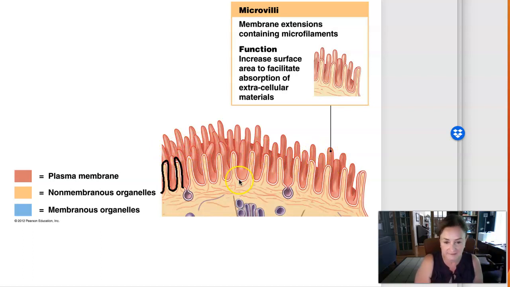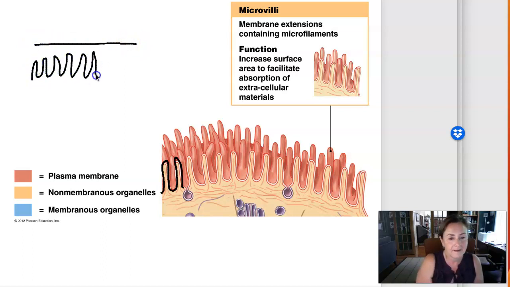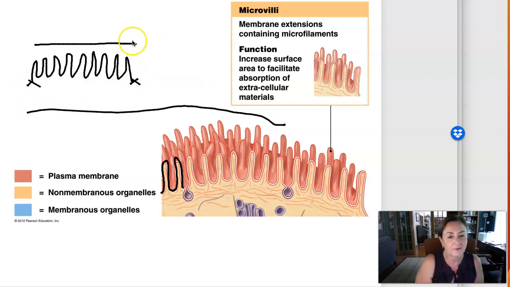So for instance, if you have cells with microvilli, you can see it's coated with microvilli. Can you imagine if that cell surface was, say, a foot long, and I cut that little piece of membrane off and stretched it straight, it's going to be several times the length of that area. And so that's what I mean by increasing surface area.